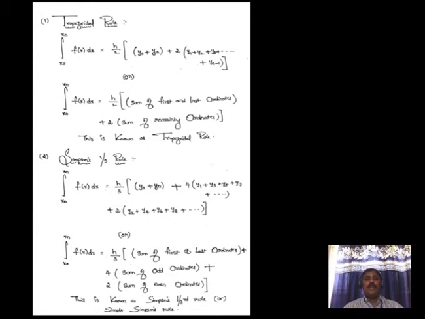This can also be written in numerical form as integral x naught to xn f of x dx equal to h by 3 into the sum of first and last ordinates, that means y naught plus yn, plus 4 into the sum of odd ordinates, that means y1 plus y3 plus y5 plus y7 plus y9 and so on, plus 2 into the sum of even ordinates, that means y2 plus y4 plus y6 plus y8 plus y10 and so on. So this is the formula for Simpson's 1/3 rule.